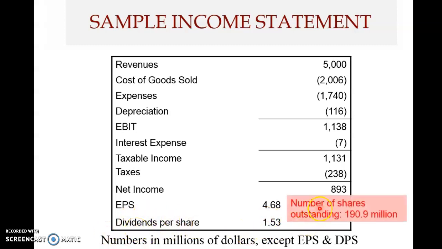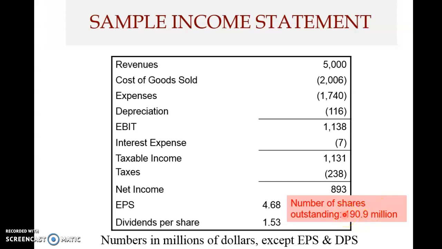Now, you can work this out, $893 million divided by 4.68, you should get something like this. Number of shares outstanding would be 190.9 million. So you can check back the answer. $893 million divided by 190.9 million shares, you will get $4.68 per share. So this is not given outright, but you can work this out. So this is the number of shares outstanding.